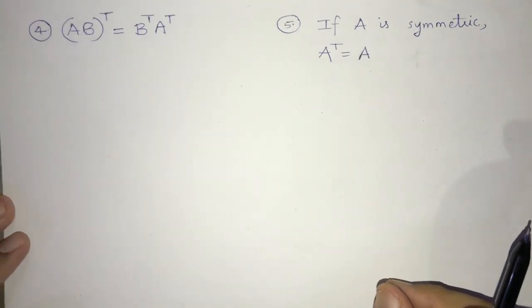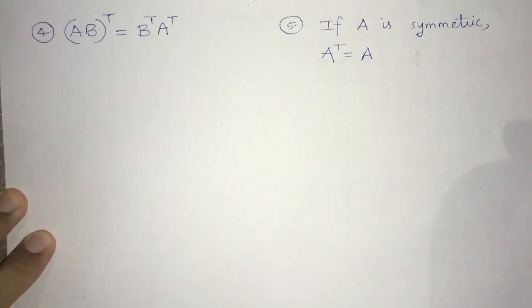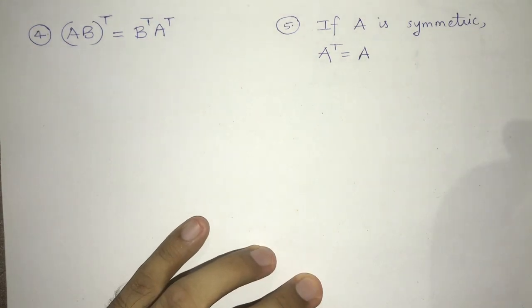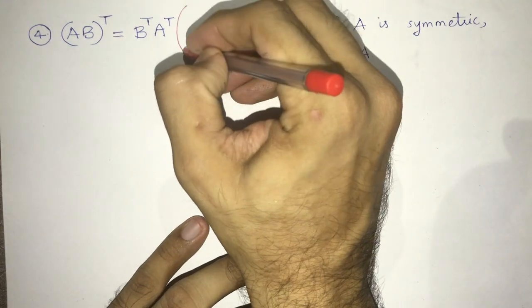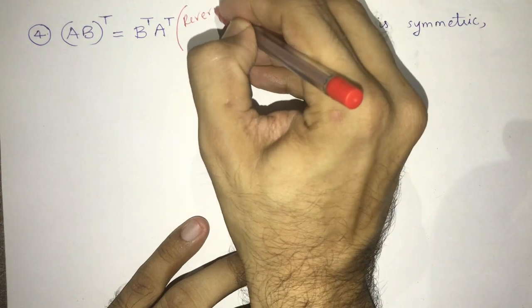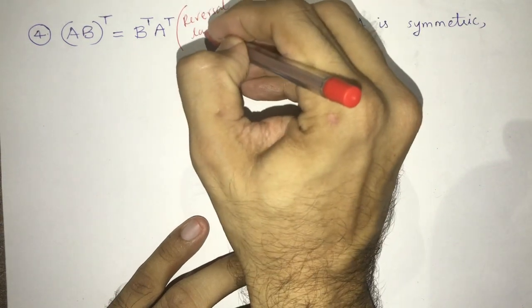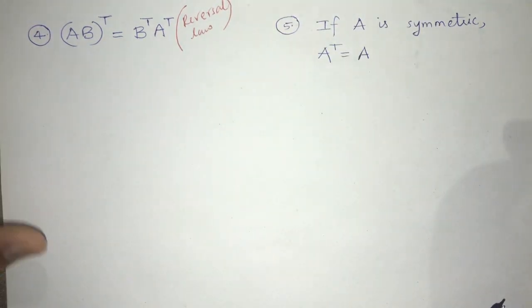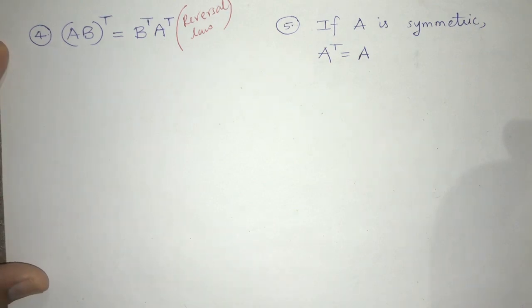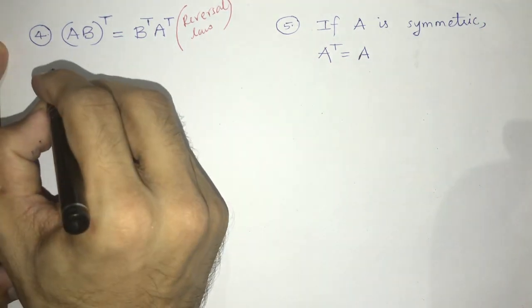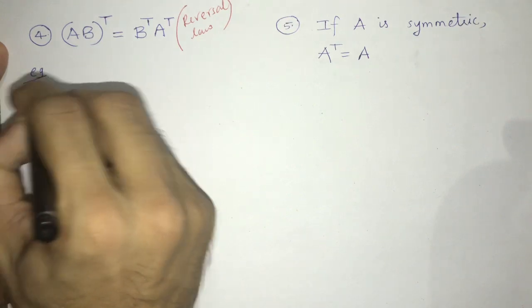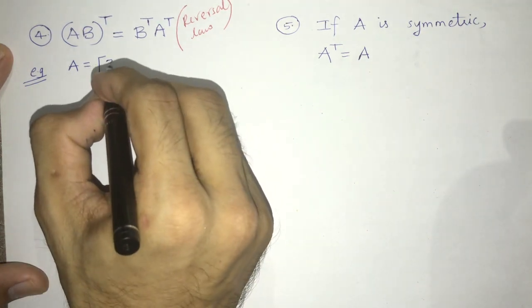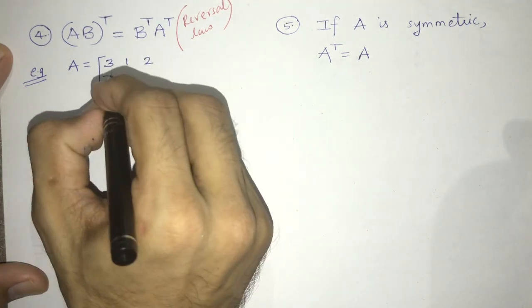Next property, (AB) the whole transpose is B transpose A transpose. Very important property with respect to MCQs also. This law is called the reversal law. Why reversal law? Because it is B transpose A transpose, it got reversed, that is why. So this law is called the reversal law. Again, like we have done in the previous properties, we are going to take an example. So A, let us take it as 3 1 2 minus 1 0 1.